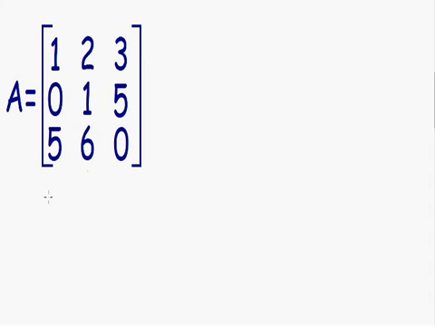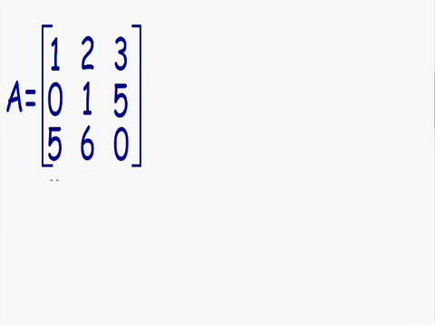So now we're going to find the inverse of a 3 by 3 matrix. Here we have a 3 by 3 matrix A, and the first thing we're going to do is find the determinant of this matrix A. The way I like to find the determinant is by copying the first two columns and placing them on the right side of the matrix.